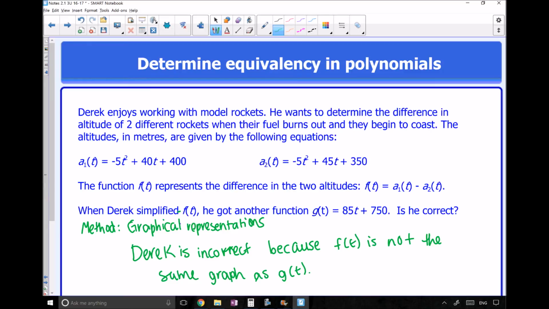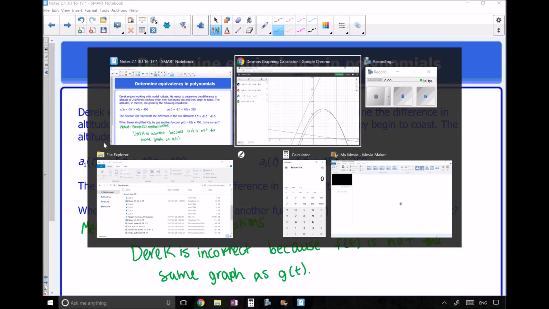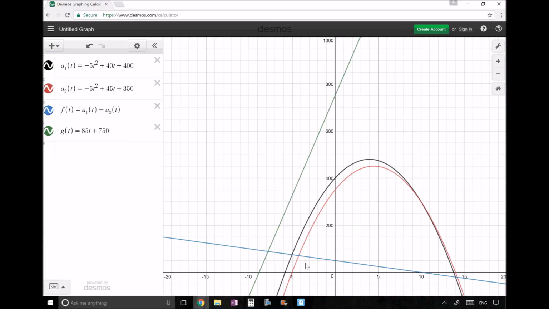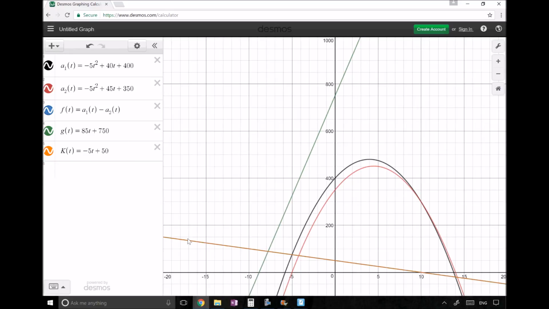Okay? And then let's go ahead and graph out what we got for f of t when we simplified it. So we ended up getting negative 5t plus 50. So let's go ahead and graph that out and see if we end up getting it to overlap with our blue graph right here. So we'll just call this k of t is equal to negative 5t plus 50. And if you look right here, the orange graph coincides with our blue graph. They're the exact same graph, so those are equivalent expressions.